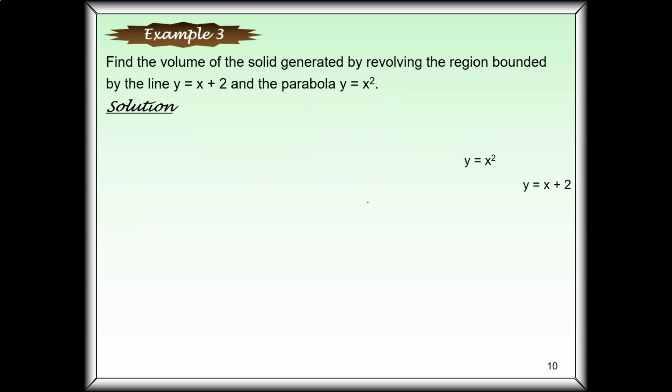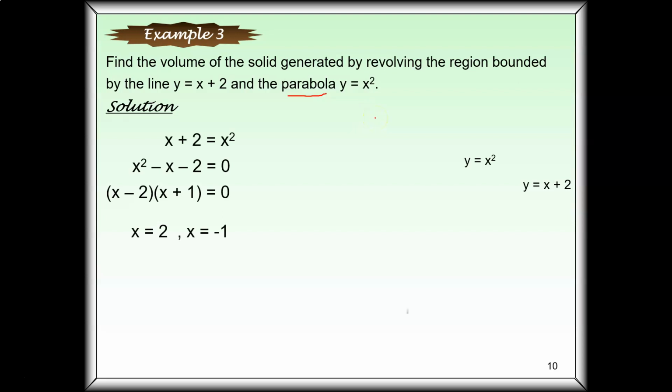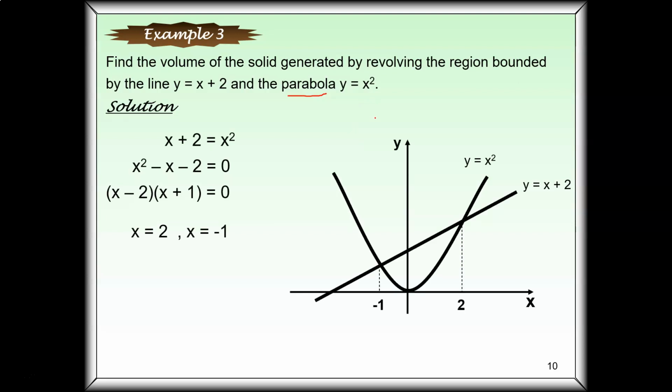So let's see the example. Find the volume of the solid generated by revolving the region bounded by the line y equal to x plus 2 and the parabola y equal to x squared. So how does a parabola look like? Okay, let's see. So this is a parabola, y equal to x squared. A parabola is actually a quadratic graph, this one, a U shape. This is the parabola.